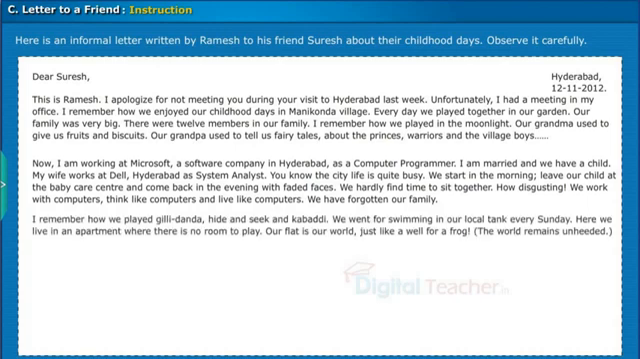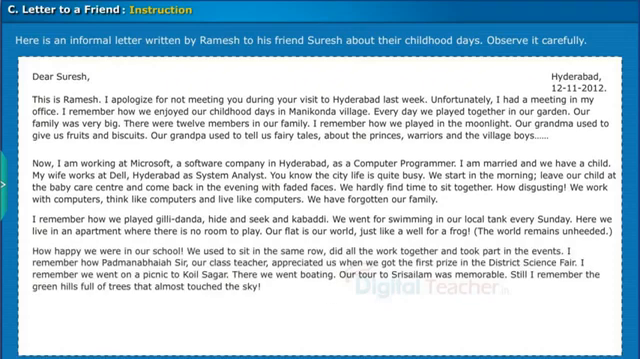I remember how we played gilli danda, hide and seek, and kabaddi. We went for swimming in our local tank every Sunday. Here, we live in an apartment where there is no room to play. Our flat is our world, just like a well for a frog. The world remains unheeded.